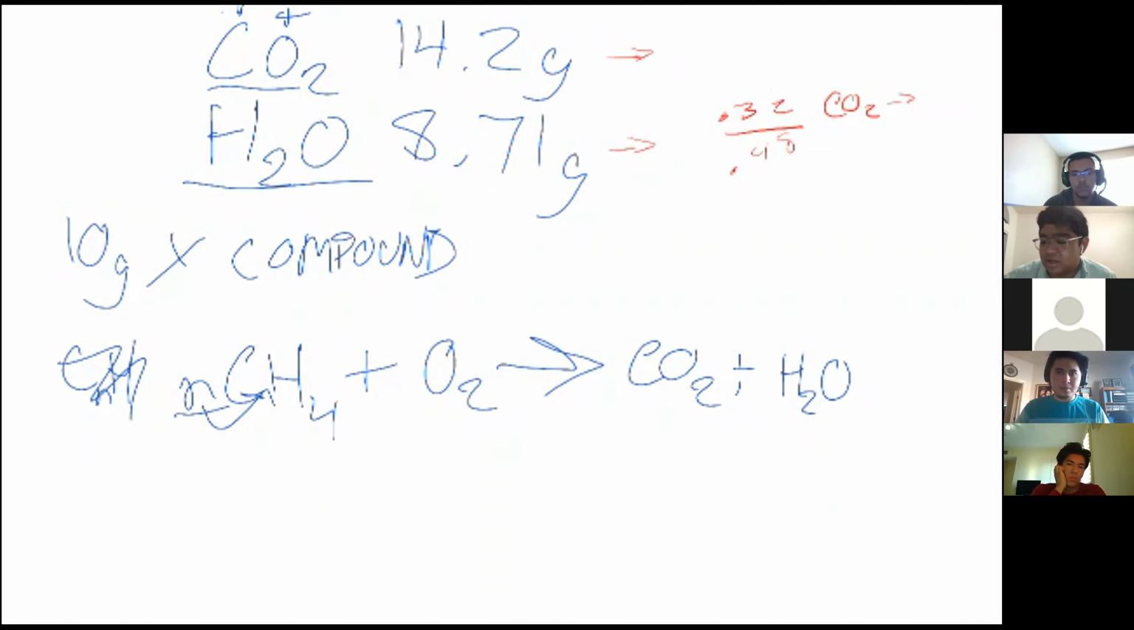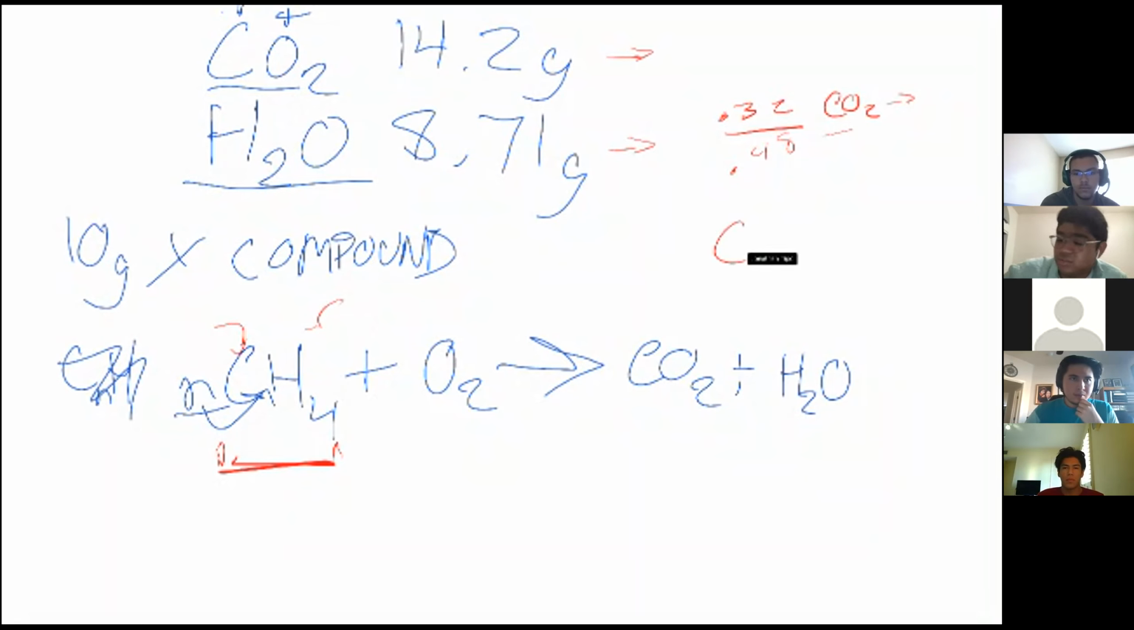Right, and then we're trying to find an alkane most likely. So we're just trying to find how many moles of carbon and how many moles of hydrogen. Okay, cool. So that's a 1-to-1 ratio, right? If we got 0.32 moles of carbon dioxide, means we got 0.32 moles of carbon.